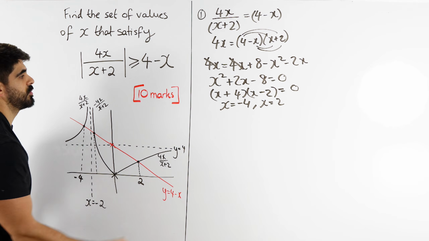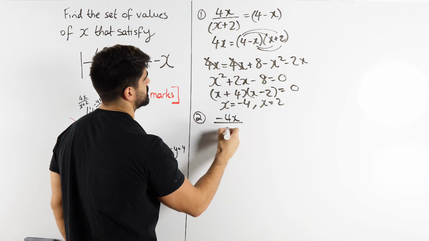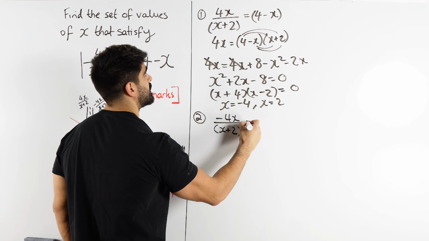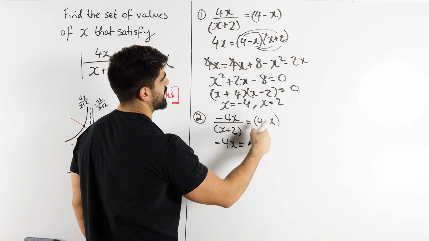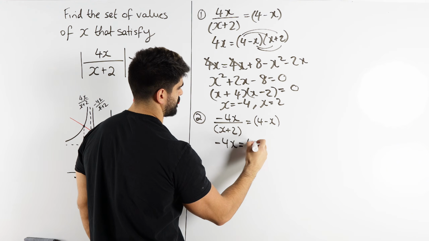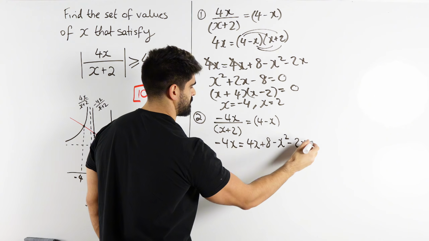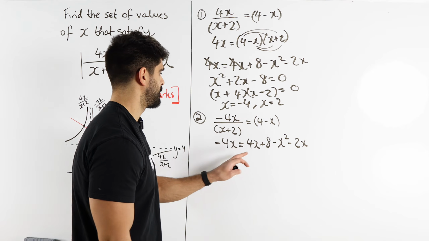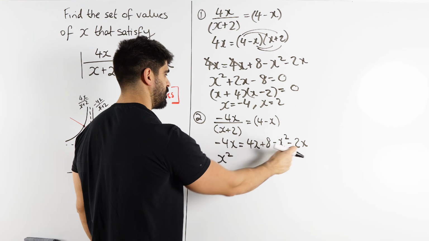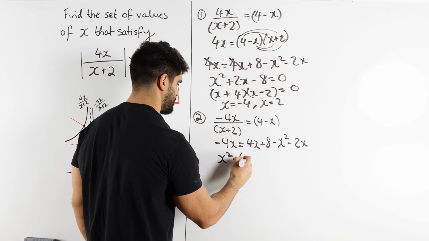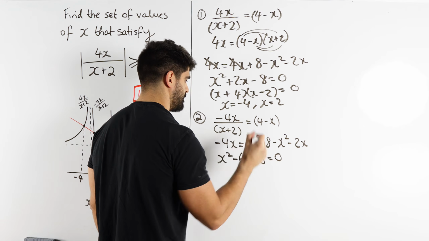Now let's do the same thing with the negative one. So we have minus 4x over x plus 2 is 4 minus x, multiplying through. That times that I've already expanded, so we get what? 4x plus 8 minus x squared minus 2x. Unfortunately, things don't cancel. So we have x squared, 2x, subtract would be minus 6x, and then minus 8 is 0.